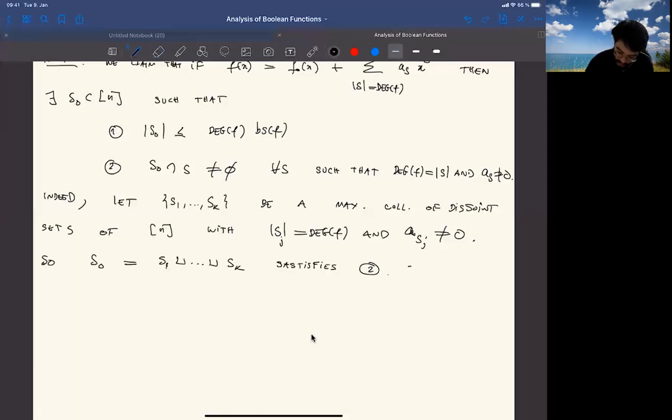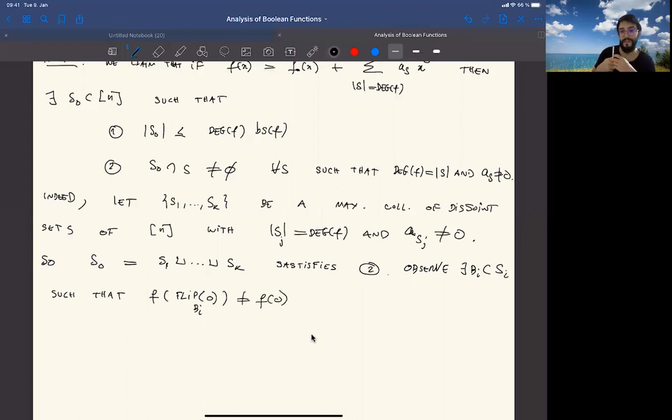Now, observe there exists bi contained in si for each i such that f of x with bi flipped is different than f of x. Okay. So if that was the case, then it would imply that the block sensitivity of f is greater or equal than k.